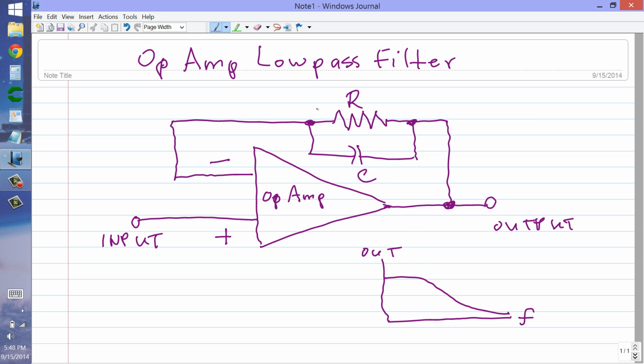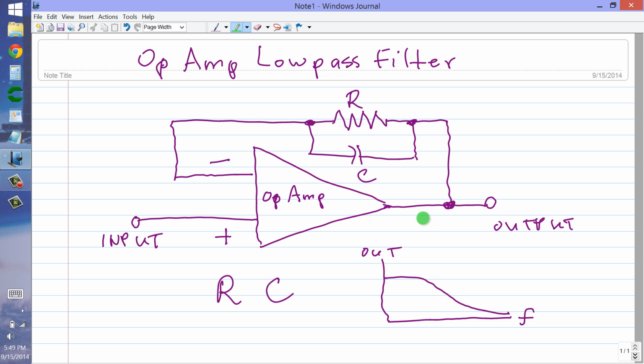Once again, the frequency where the slope is the steepest, where the drop-off is the most significant, is going to depend on the resistance R in ohms and the capacitance C in farads, or you might say kilohms and microfarads or something like that. And formulas are available on the internet to calculate that, so you can design your own op-amp low-pass filter.